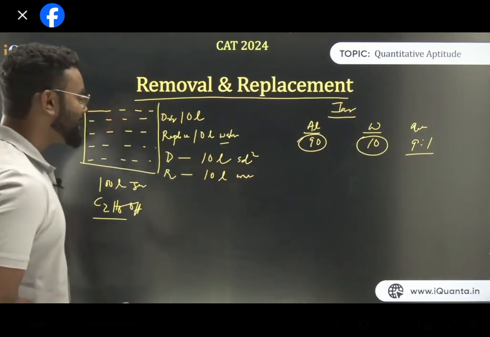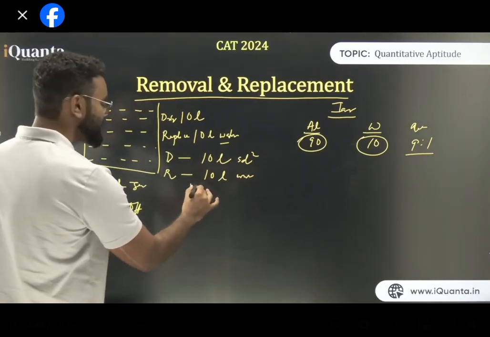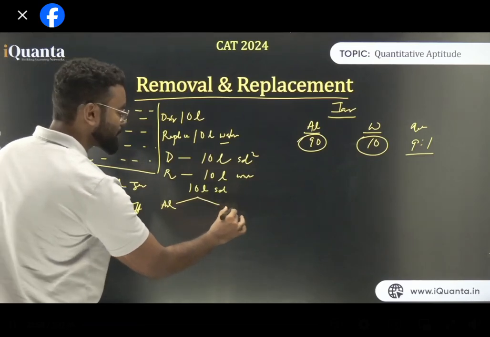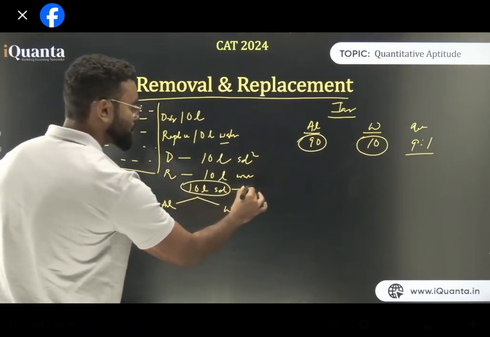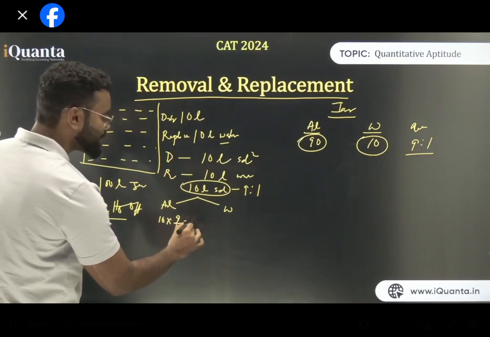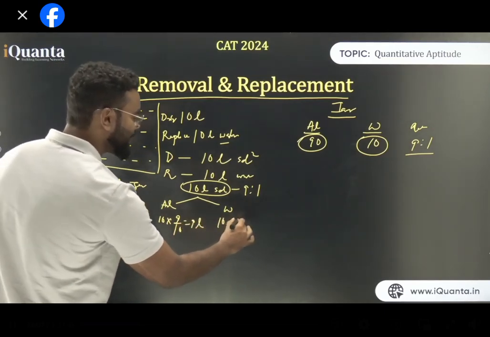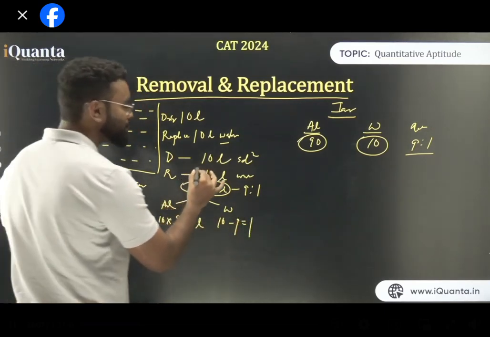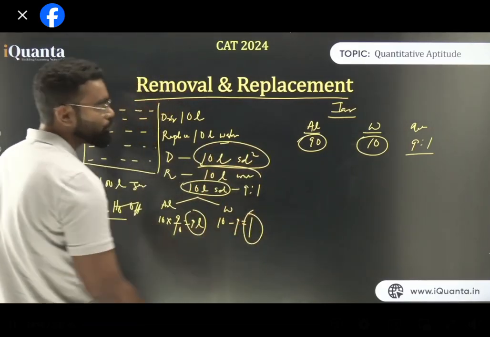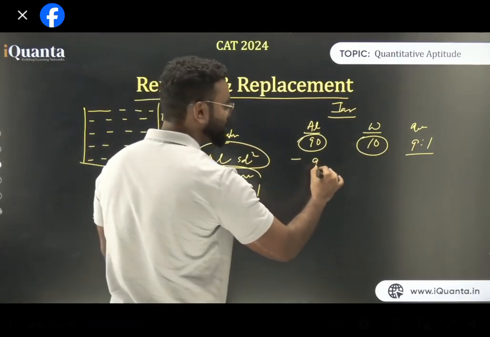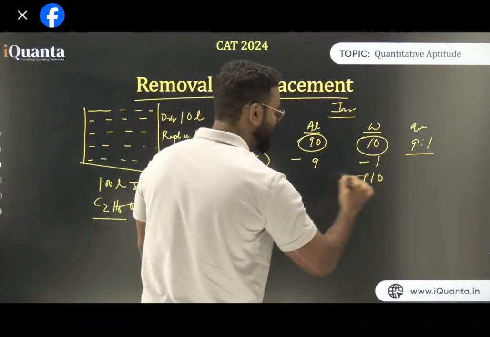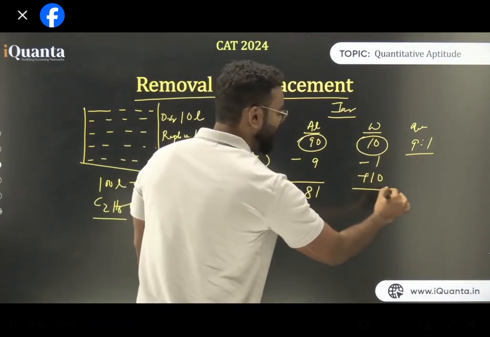Whenever I'm drinking 10 liters of solution, what is the amount of alcohol and what is the amount of water? This 10 liters has to be divided in the ratio of 9:1. So the alcohol amount is 10 into 9 by 10, which is 9 liters, and the water amount is 10 minus 9, which is 1. So you drink 9 liters of alcohol and 1 liter of water, and then you add another 10 liters of water. So now you have 81 liters of alcohol and 19 liters of water.